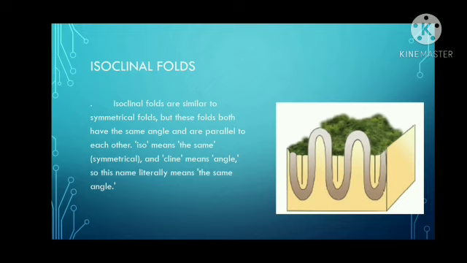Next, we have the isoclinal folds. Isoclinal folds are similar to symmetrical folds, but these folds both have the same angle and are parallel to each other. So iso means the same and cline means angle. So this name literally means the same in angle. That's why it is parallel with one another.